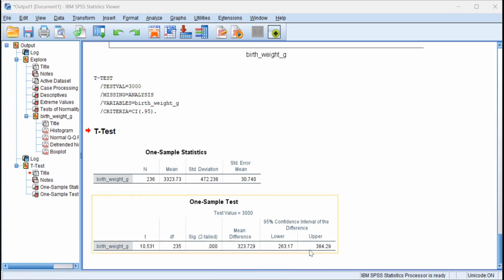So these are possible plausible values. If you repeat this experiment over and over, you will have values that range between 263 to 384 for the mean difference. In this case, our mean difference is 323, right? So you always have a mean difference between this value and this value. That's what these values mean.